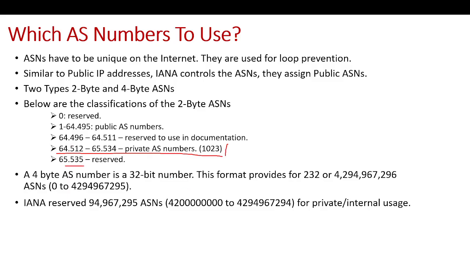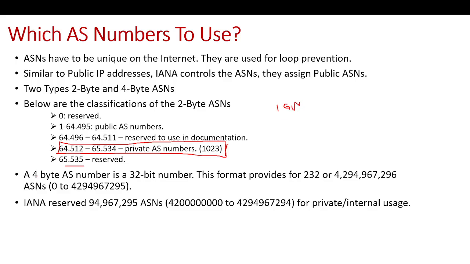So when you are doing the design for the autonomous system numbers for your network, this is the range that you should be using for your IPRAN deployments. Many times we use the private AS numbers, and then we connect to the IP core. The IP core, of course, has the IGW that will connect to the internet or other service providers using the public AS numbers.